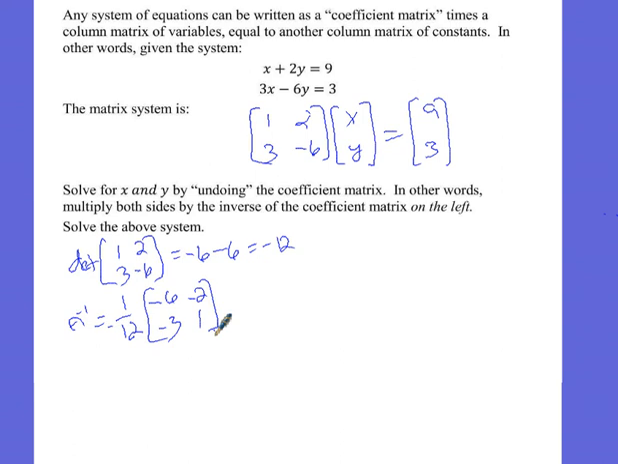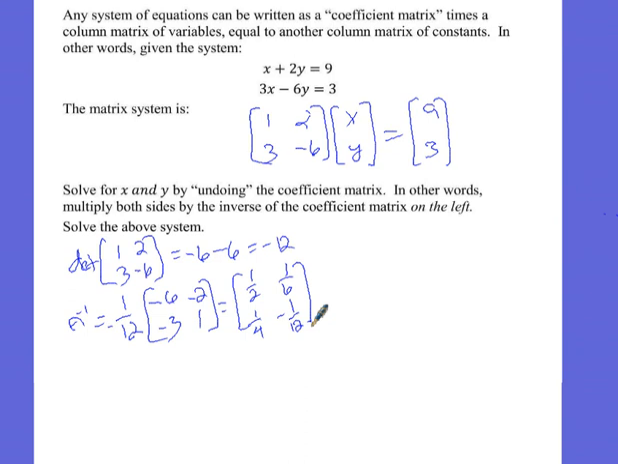And now what do we do? Yeah, that's a scalar multiple up front, so you multiply that in, and you get negative 1/12 times negative 6 is positive 1/2. Negative 1/12 times negative 2 is positive 1/6. Negative 1/12 times negative 3 is positive 1/4. And then finally, negative 1/12 times 1, negative 1/12. So that's my inverse matrix.